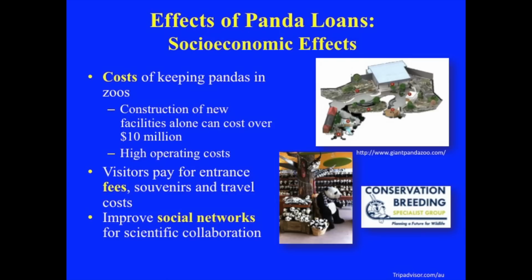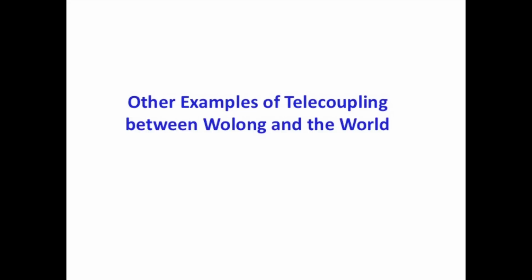Right? So also the feedback: the money from the loan, like $1 million per pair per year, has been used for panda conservation. Then you produce more pandas, and then you have more pandas for loans. Right? So the second point, there are many other examples of telecoupling. Because of the time limit, I'm not going to talk about them too much, but I just mention them here.